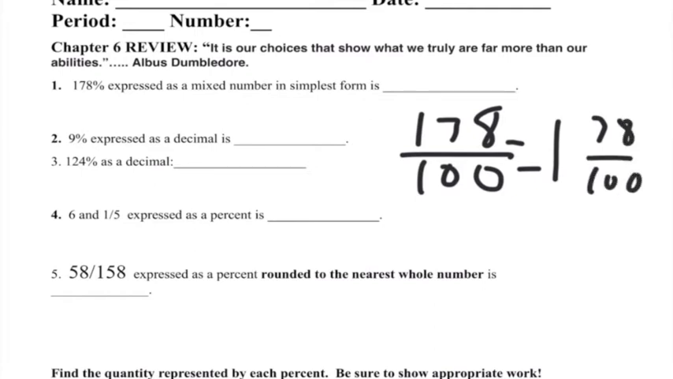You should know that you can reduce this by 2 because they're both even, so it's 1. And then if you divide 78 by 2, you're going to get 39, and then it's going to be over 50. So it's 1 and 39 over 50.